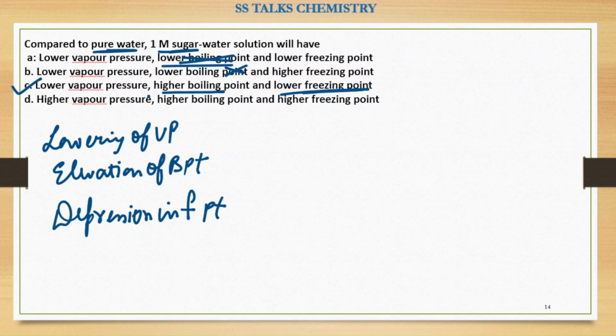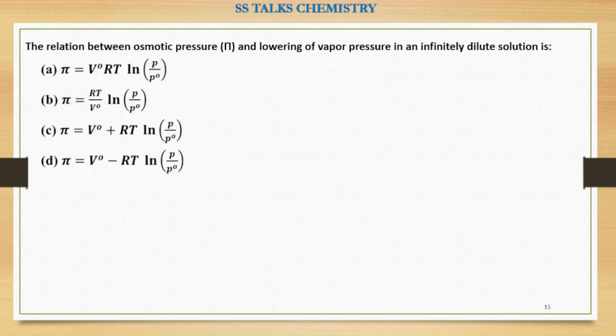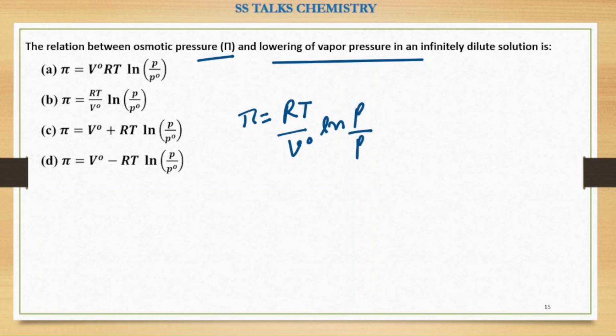Right. Next we have this question: the relationship between the osmotic pressure and the lowering of the vapor pressure for an infinitely dilute solution. So this relation you have is pi equals RT by V naught times natural log of P by P naught. So this is the relationship which is given to us in option B over here.